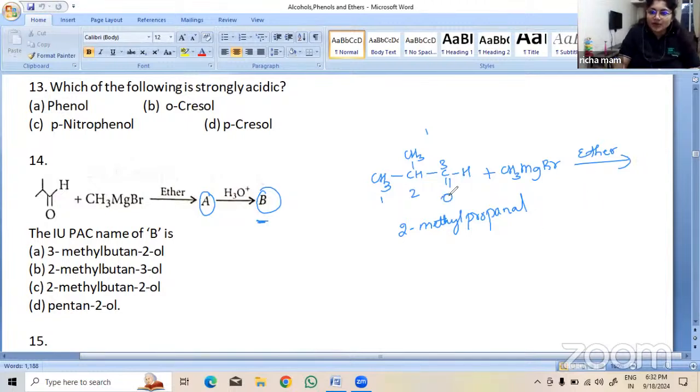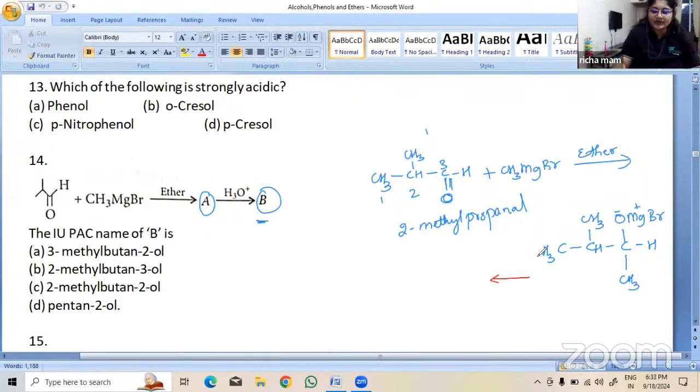So what will happen? Your carbonyl carbon will undergo addition. So CH3, C, CH3, H, then C. Your CH3 from CH3MgBr will attack the carbonyl carbon, and your MgBr will attack at this oxygen, giving O Mg plus Br minus. So this is O minus, Mg plus, Br minus, and H. This is the product A.